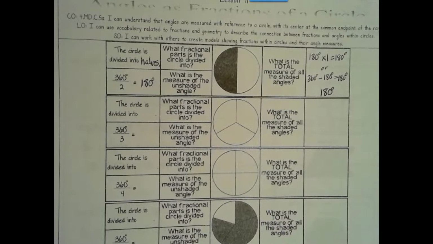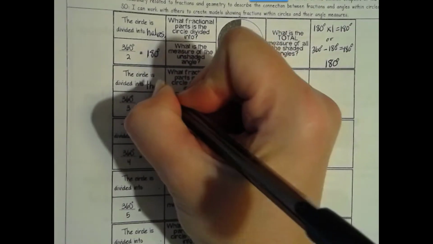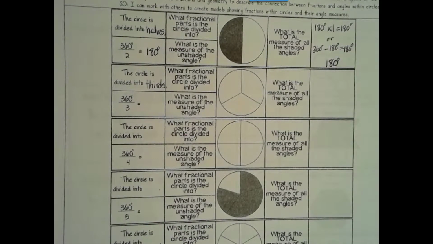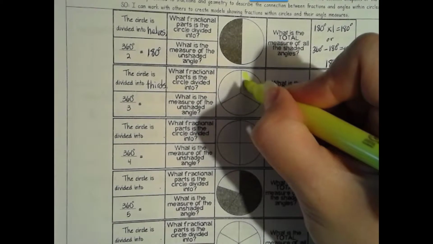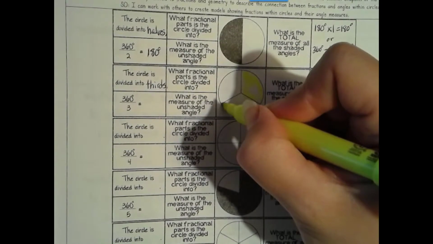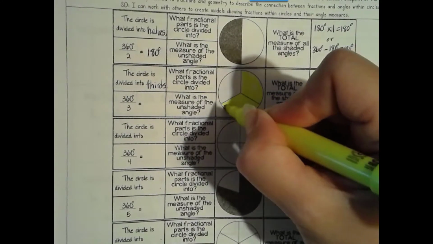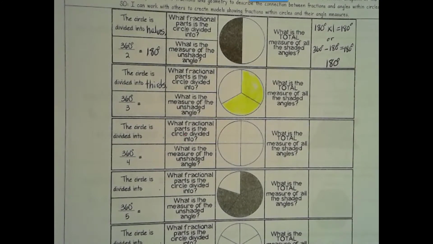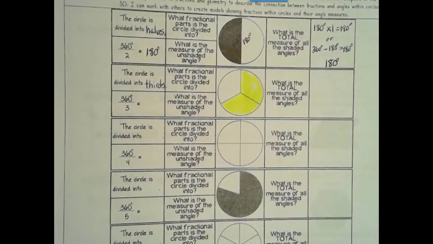Next one. This circle is divided into thirds. Now this is where you need the highlighter because these pieces right here are supposed to be highlighted. Were shaded in, but they didn't copy. So this one right here is 180 degrees, and this one's 180 degrees.